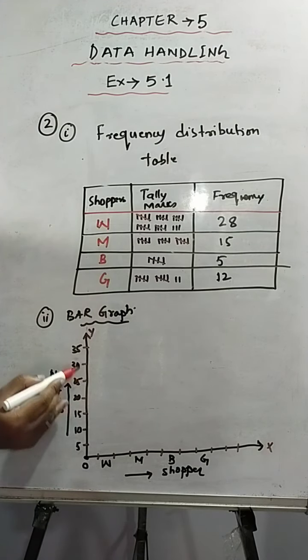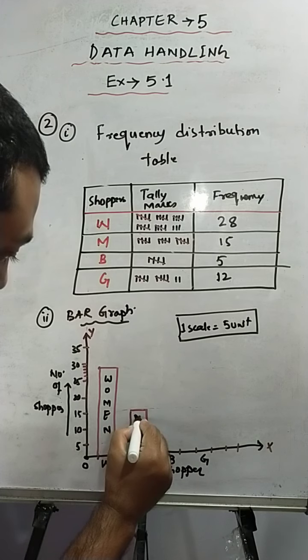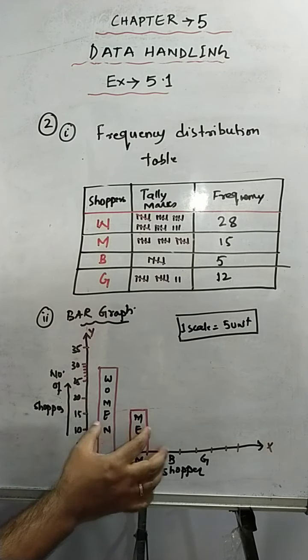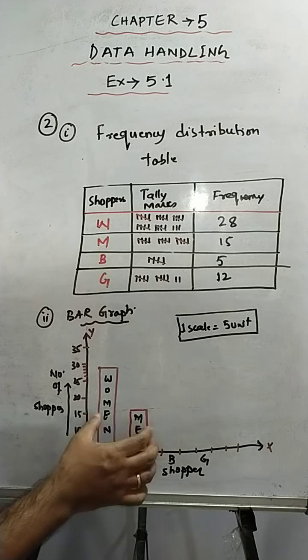Now how many women are there? 28. So we'll draw this line, 28. Okay, and we can write women here. Now what about men? How many men are there? 15 men are there. So where is 15? Here is 15. So we draw another rectangle. So we can write men here. Okay, these 2 rectangles should be apart from each other, should not be joined.